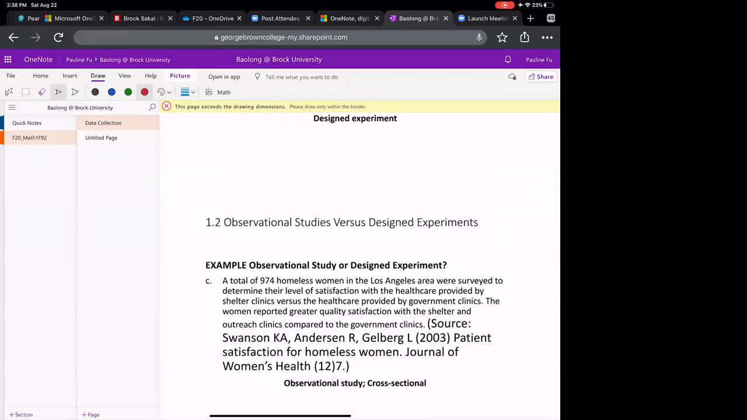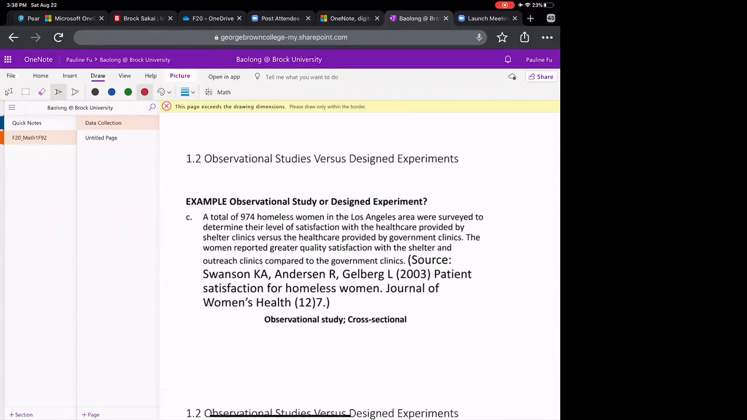Next example. A total of 974 homeless women in Los Angeles area were surveyed to determine their level of satisfaction with the health care provided by the shelter clinic versus the health care provided by government clinic. The women reported greater quality satisfaction with the shelter and outreach clinics compared to the government clinics. So this is an observational study, okay?